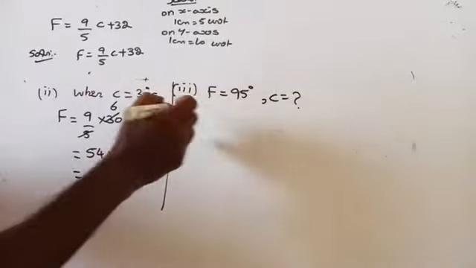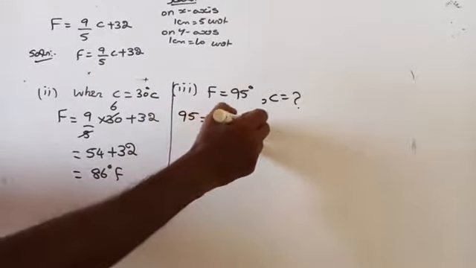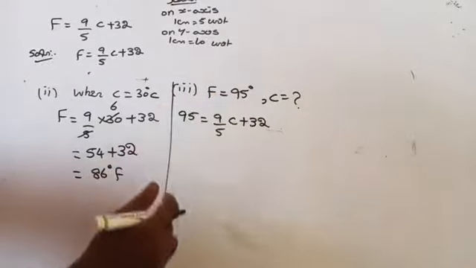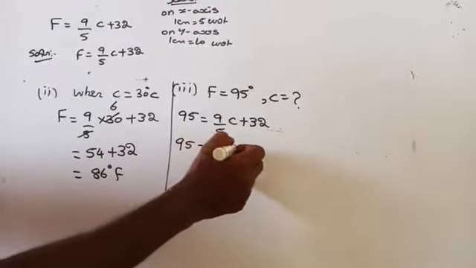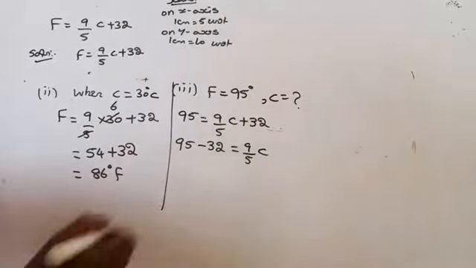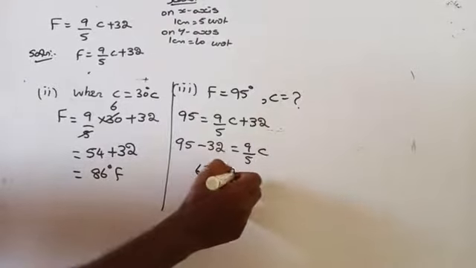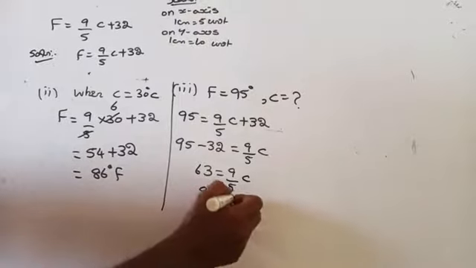So F is 95, which is equal to 9 by 5 C plus 32. Bring the 32 from the right hand side to the left hand side. Then it will be 95 minus 32 equal to 9 by 5 C. 95 minus 32 is what? 5 minus 2 is 3, 9 minus 3 is 6. 63 is equal to 9 by 5 C. That is, 9 by 5 C is equal to 63.